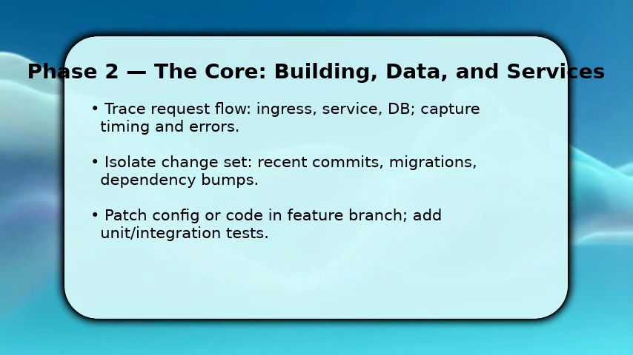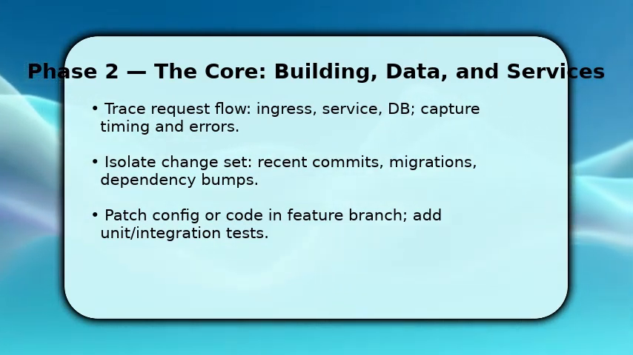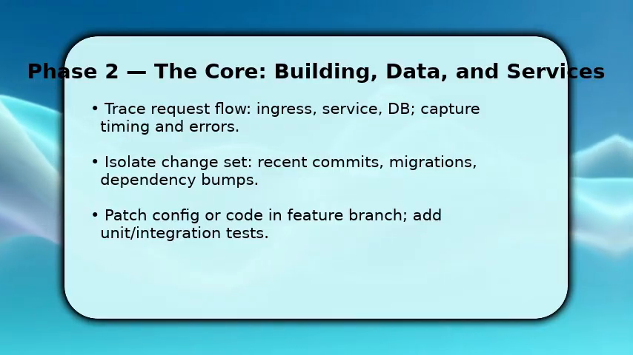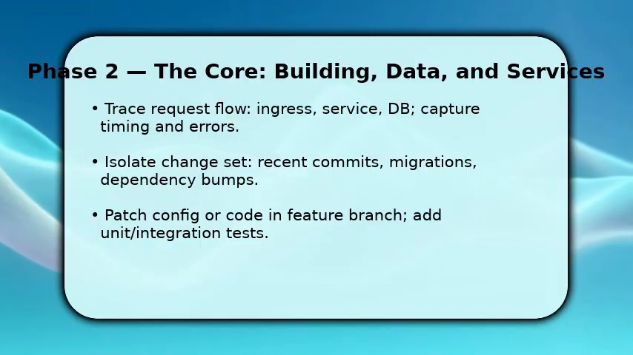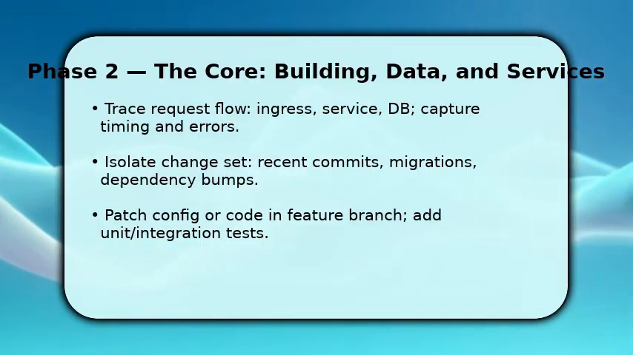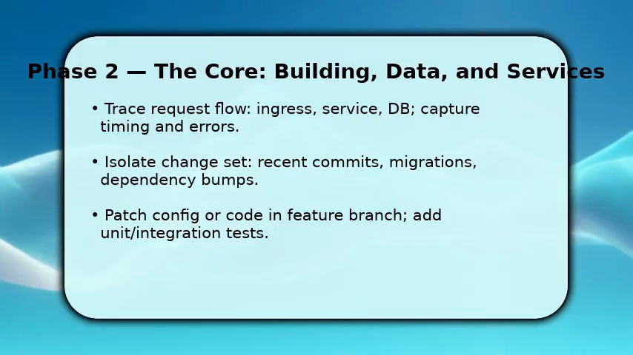You now dig into the middle steps, trace the full request flow, ingress, service, database, and capture timing, error messages, and stack traces so you understand where latency or failures originate. Compare the change set that landed on staging. Commits, migrations, or dependency bumps often explain regressions.